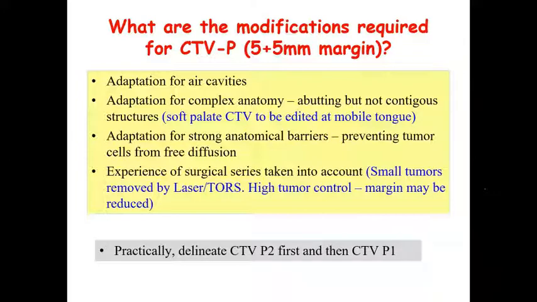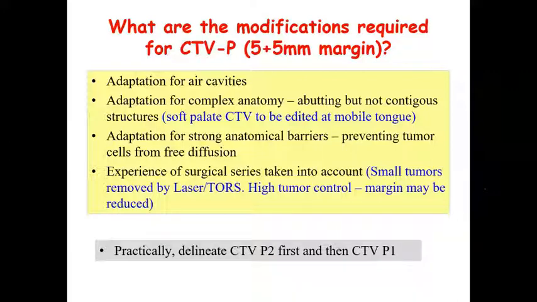We need to adapt for the complex anatomy, which means that there are soft tissue structures which are abutting against each other. They are sitting in a compact fashion alongside, but they are not contiguous. For instance, if there is a soft palate CTV and the CTV is going into the mobile tongue, a small tumor, if it is there in soft palate, it is unlikely to move into the mobile tongue, and you can safely edit at least a slice of mobile tongue.